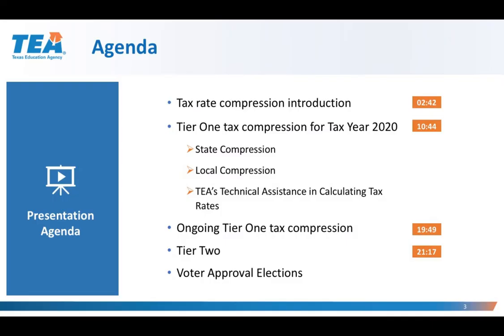So this is the agenda. We're going to have an introduction to tax rate compression, talk about what reasons the legislature chose to compress school district tax rates. We're going to talk over Tier 1 tax compression for tax year 2020, which is the 2021 school year. I'm going to go over the state compression calculation, the local compression calculation. We're going to talk about how TEA is going to provide technical assistance in calculating the tax rates. Then we're going to briefly go over ongoing Tier 1 tax compression. Then we switch over to Tier 2, and we're going to cover voter approval elections.